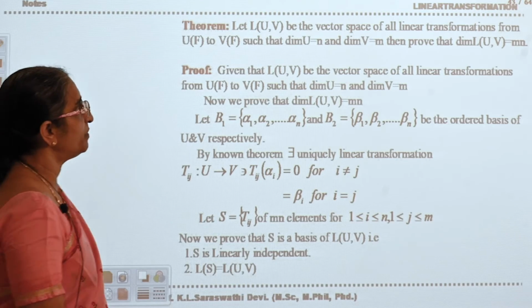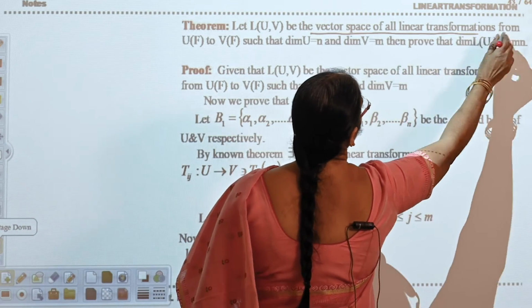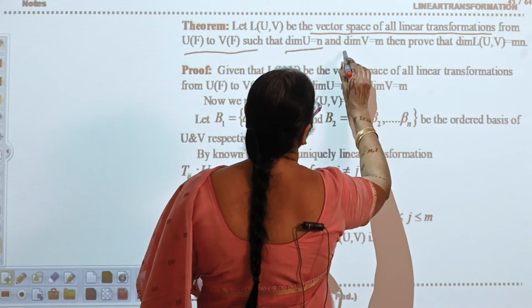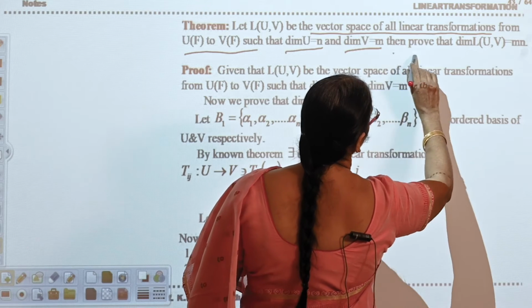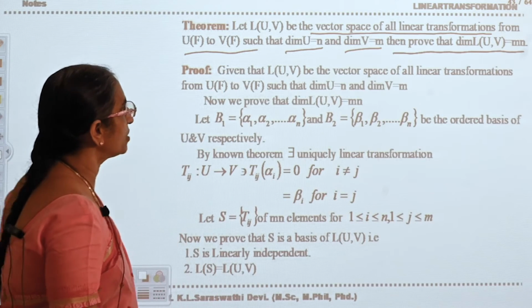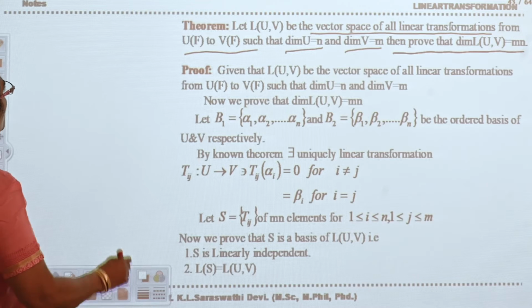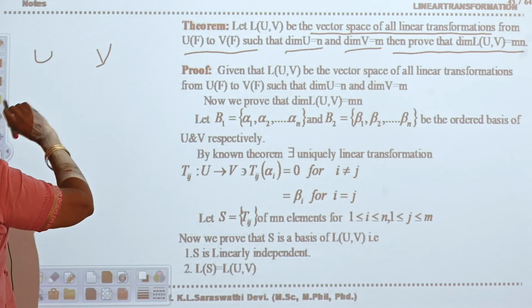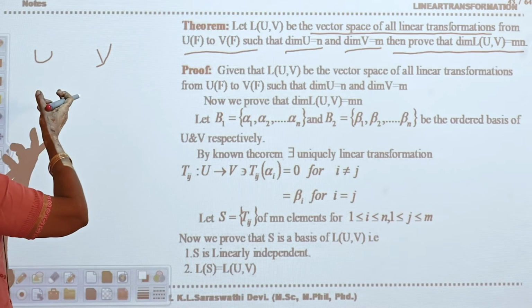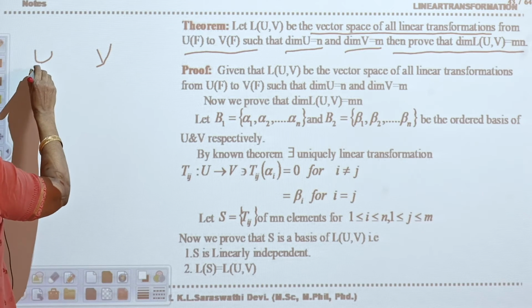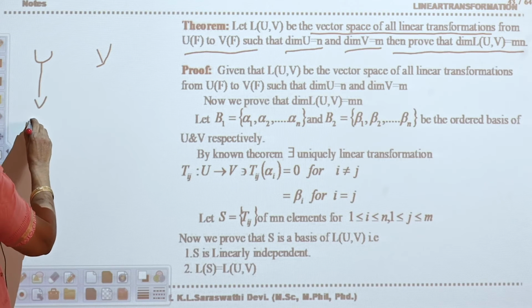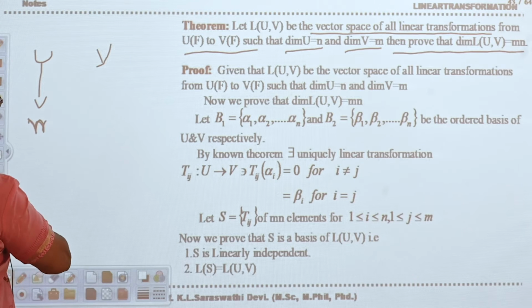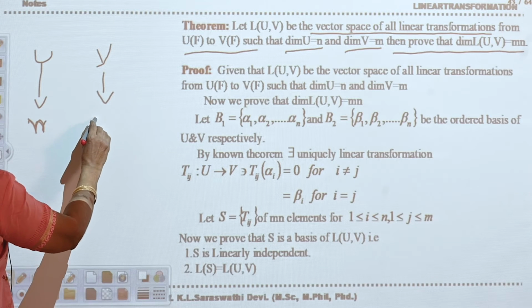Let L of UV be the vector space of all linear transformations from U to V such that the dimension of U is equal to N and the dimension of V is equal to M. Then prove that the dimension of L of UV is equal to MN. Now see here, U is a finite dimensional vector space, V is a finite dimensional vector space. Both are defined over the same field. Dimension of U is equal to N, as given. Dimension of V is equal to M.